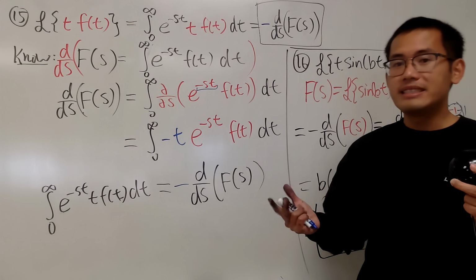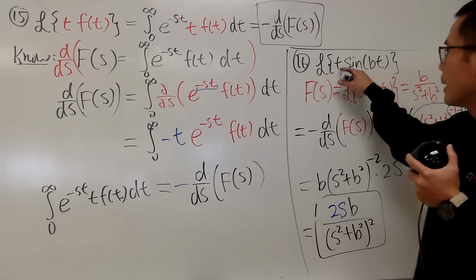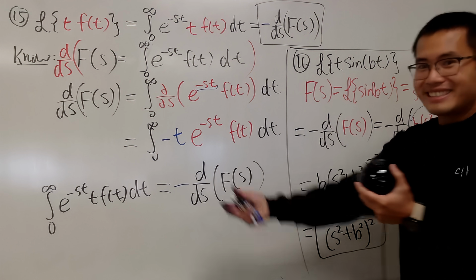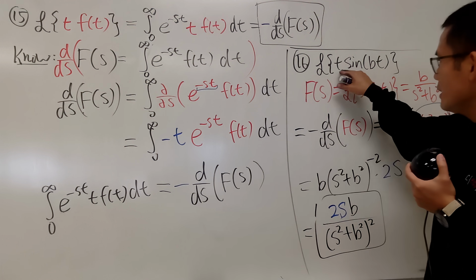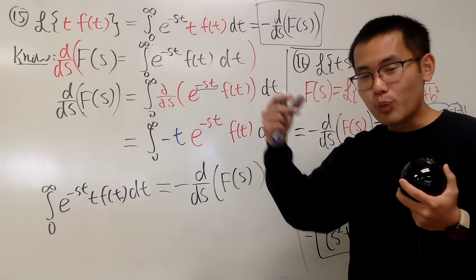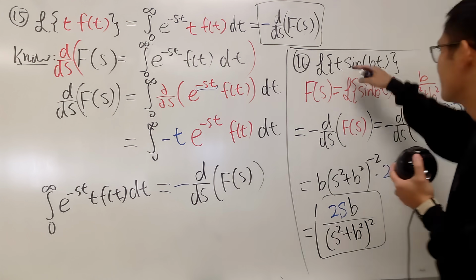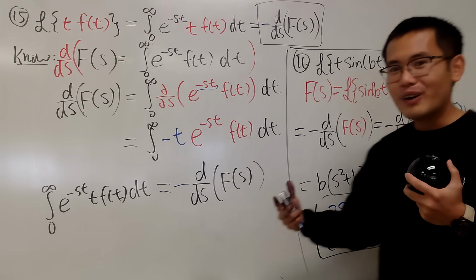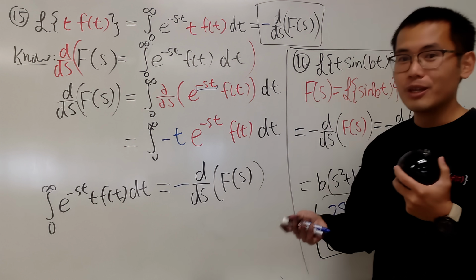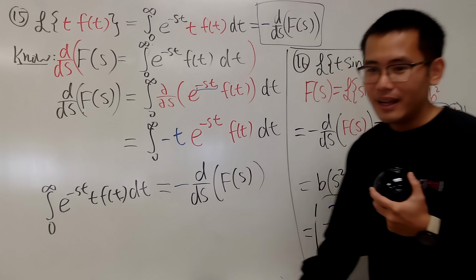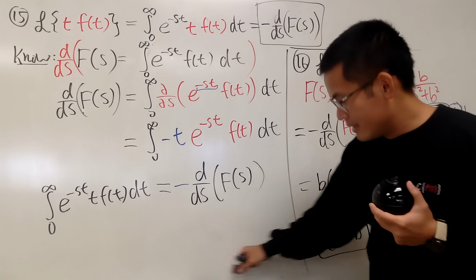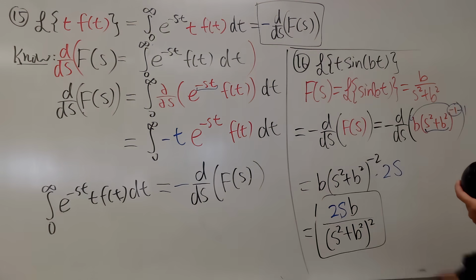And now, as an extension, what if you multiply by t squared? As I said, just extend the idea. If you have t squared here, you do the second derivative, and you multiply by negative 1 twice. If you have t to the third power, just go ahead and do what? Differentiate 3 times, and then you multiply by negative 1 to the third power, and all the good stuff, right? So that's pretty much it for number 16.